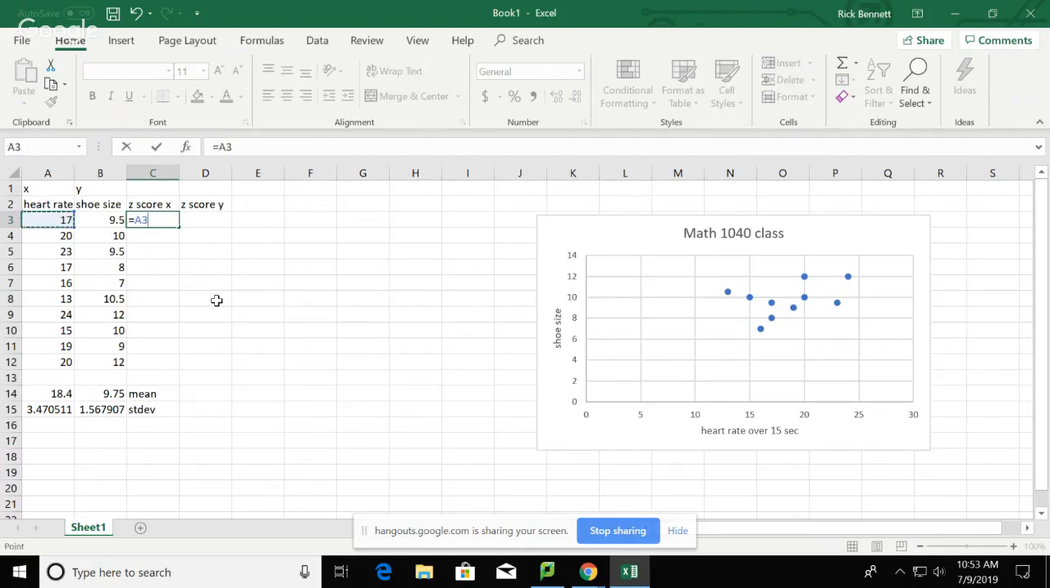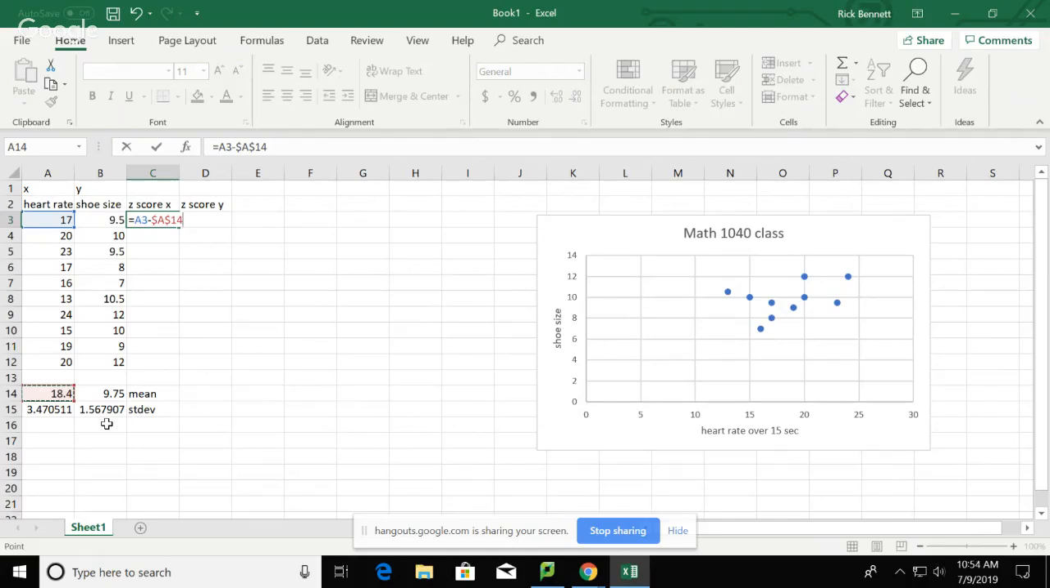Yes. And then we're going to subtract. What's x bar? The mean of heart rate, which is like 18.4. And then what do I do next? You need to put the F4 on. F4. Way to go, dude. I didn't think you'd remember that. That's awesome. Because we want that A14 not to change, right? The first one we want to change, the second one we want not to change. Okay, well done.